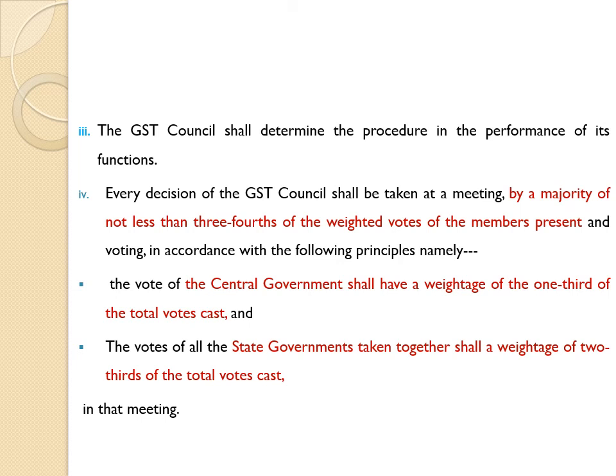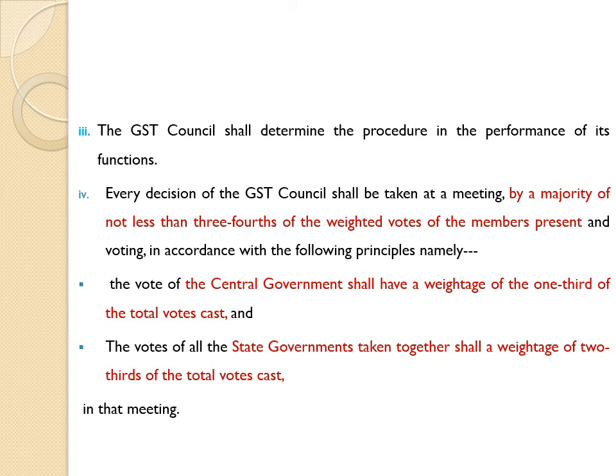The GST Council shall determine the procedure in the performance of its functions. Every decision of the GST Council shall be taken at a meeting by a majority of not less than three-fourths of the weighted votes of the members present and voting in accordance with the following principles. The weightage of voting is given here.